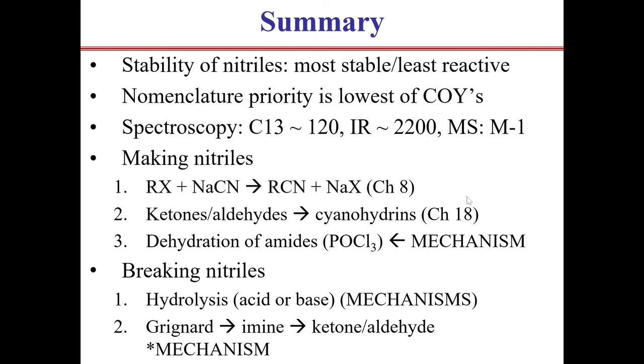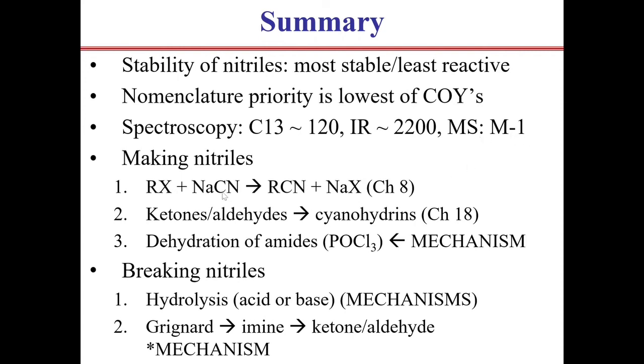So let's look at the summary of what we've looked at in this lecture. We talked about the stability of nitriles, that they are the most stable and least reactive of the carboxylic acid derivatives. They also have the lowest priority of any of the carboxylic acid derivatives when it comes to nomenclature. For spectroscopy, we talked about how in the C13 NMR there is that unique peak at 120 that corresponds to the carbon in the nitrile, and this is different from all the other carboxylic acid derivatives where the carbon was showing up at 170. The IR makes that strong peak at 220, and in the mass spec we see a significant M-1 peak.